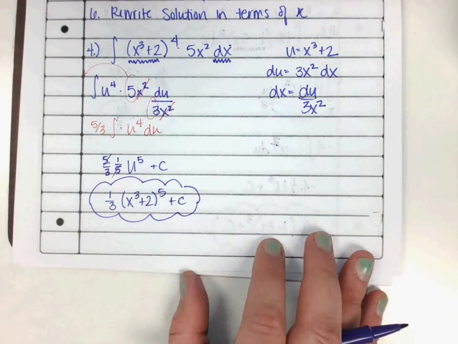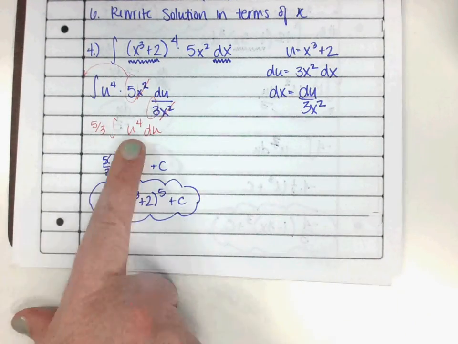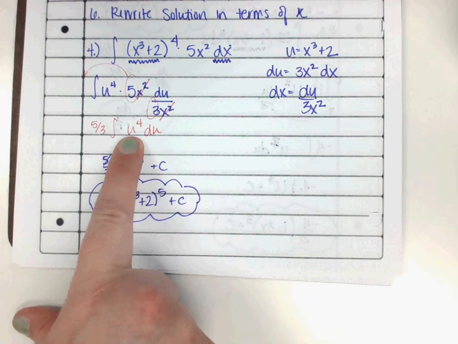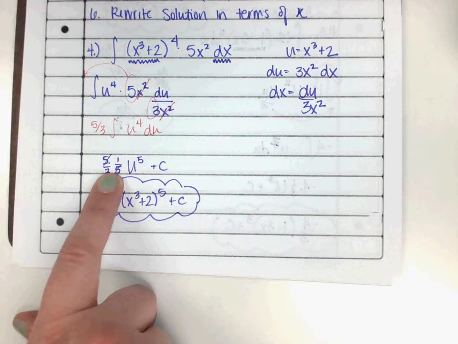So remember, for the antiderivative, you add 1 to your exponent. So if it was a 4th, I add 1, I get a 5th. Then I divide by 5 here. That's where the 1/5 came from.